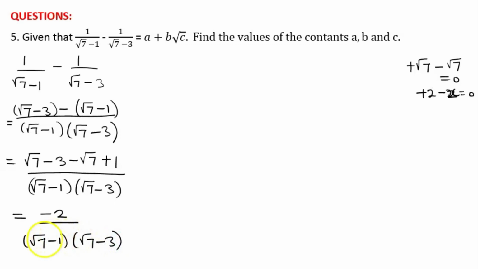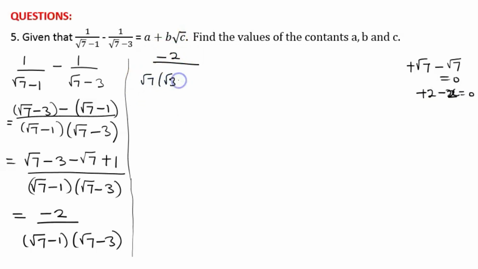All right, so we are going to expand this bracket. We are going to expand it to see what we are going to do. So we have minus 2 into, I have root 7 is going to multiply root 7 minus 3, then minus 1 is also going to multiply root 7 minus 3. So this is at the denominator side.